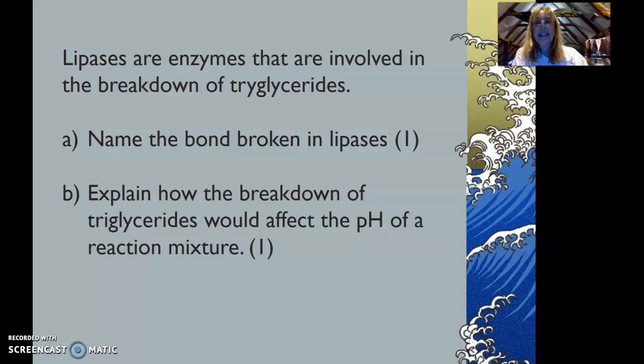So here's a question I'd like you to think about. Lipases are enzymes that are involved in the breakdown of triglycerides. A, name the bond broken in lipases. And then B, explain how the breakdown of triglycerides would affect the pH of a reaction mixture. Pause the video and answer the questions, and start when you are ready to check your answer.